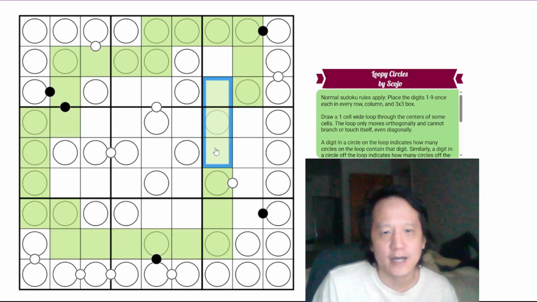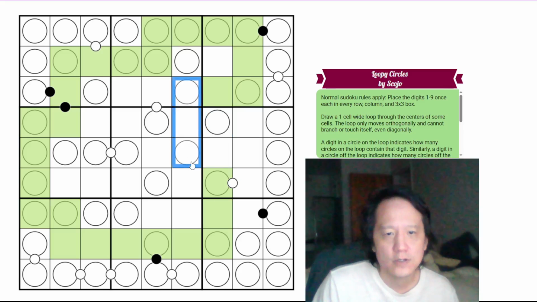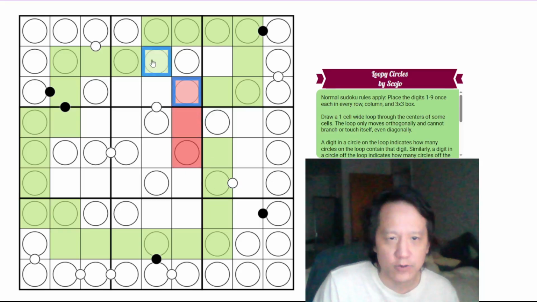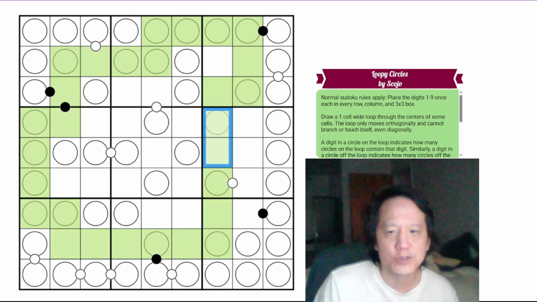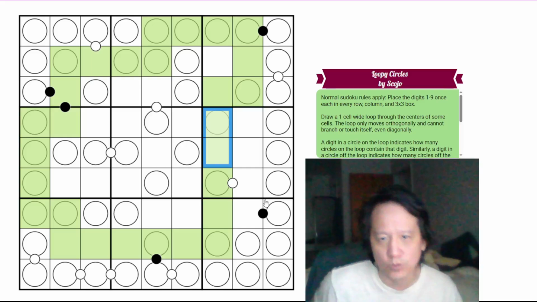This is not a valid loop here. Actually, I guess we could just do that and then go here. This is not a valid loop because they would be sharing a corner here, and they don't share a neighbor, and they are not neighbors on the loop. So that's an example of how an orthogonally connected loop works.